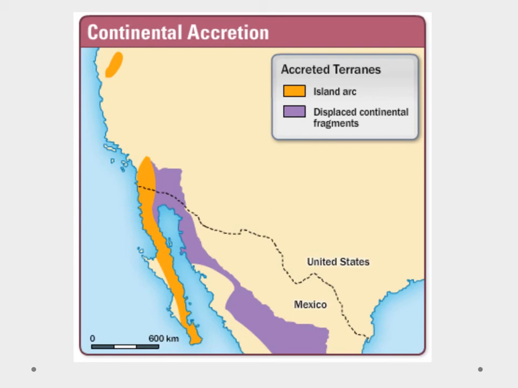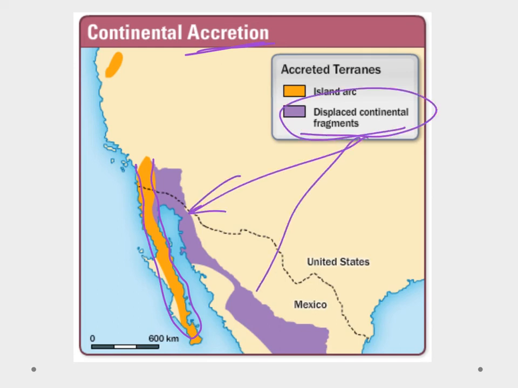Now, one of the terms that you're going to hear about is accretion. And accretion is where we're adding bits, pieces, and things of that nature from one plate to a different plate to build it up. If we look down here, we can see that we have an island arc, and I'll show you how that's going to collide in here. But we also have these displaced continental fragments, and that's what we're talking about with accretion, they're just adding up to that. So let's take a look at what that really looks like.